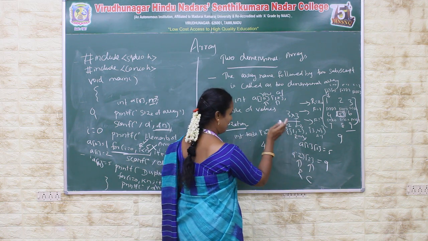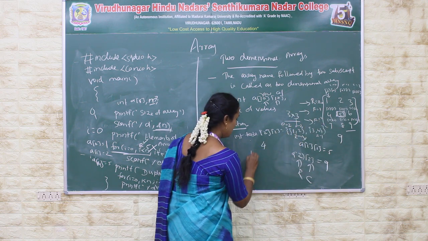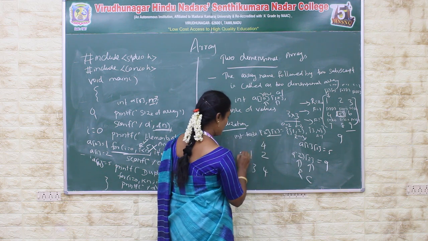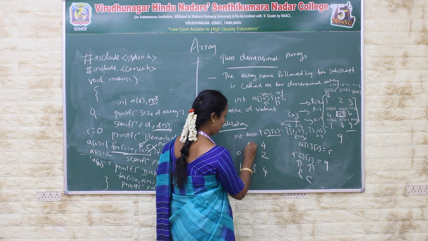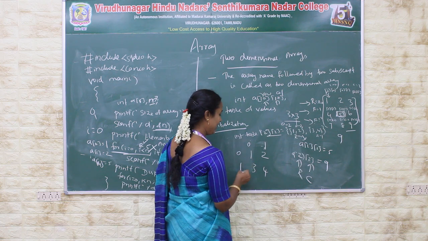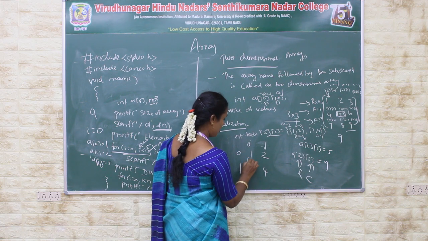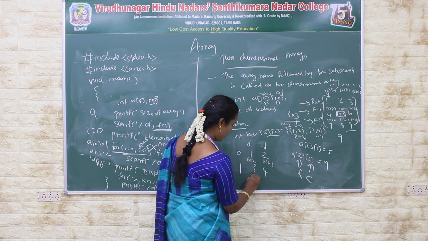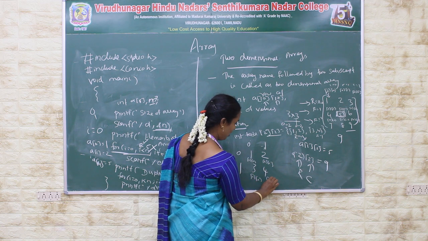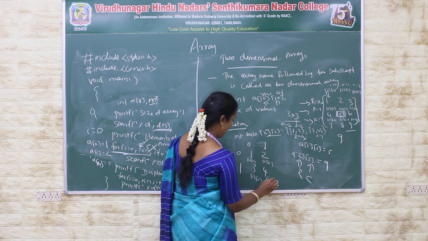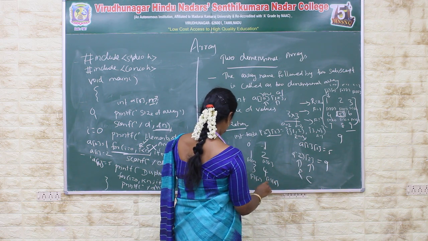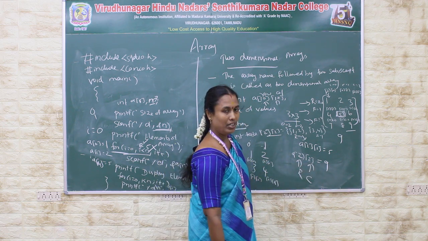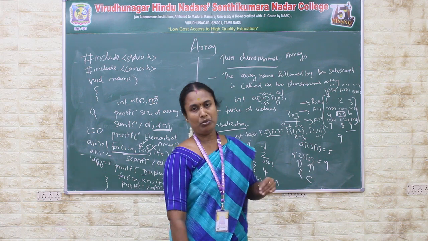In the same way, the 2 cross 2 array is also represented. This specifies the 0th row, first row, 0th column, first column. These elements I can select with 0, 0 here, 0, 1 here, 1, 0 here, 1, 1. For each one, the first index specifies the row value, the second index represents the column value. These are the representations of a two-dimensional array.